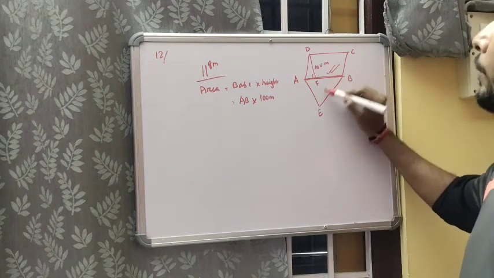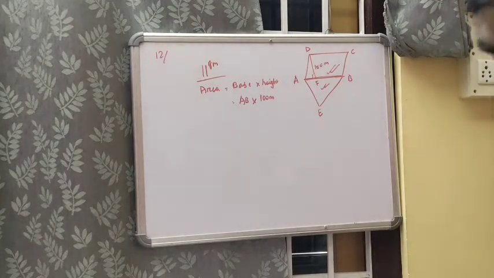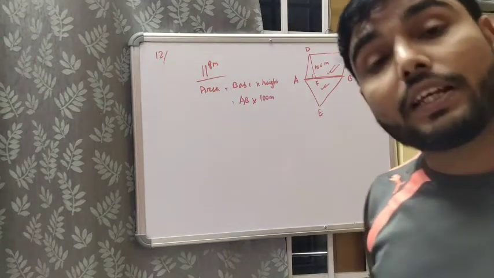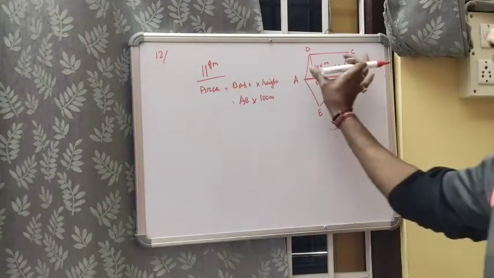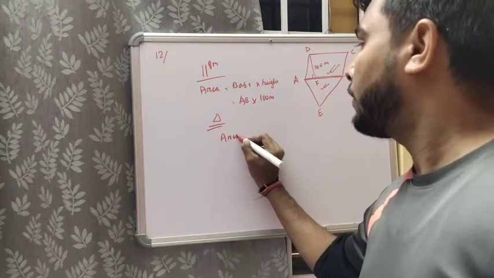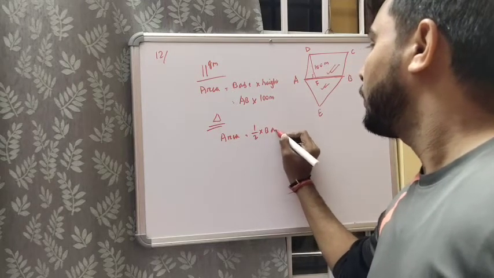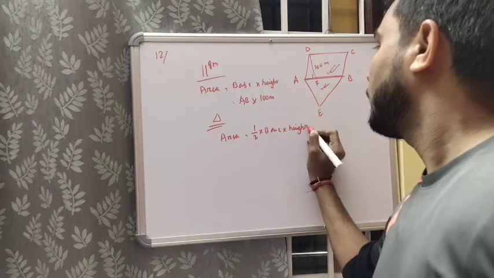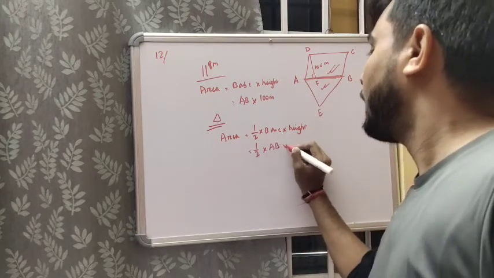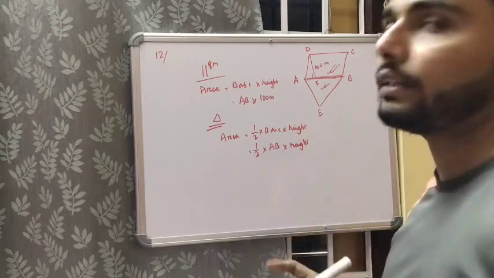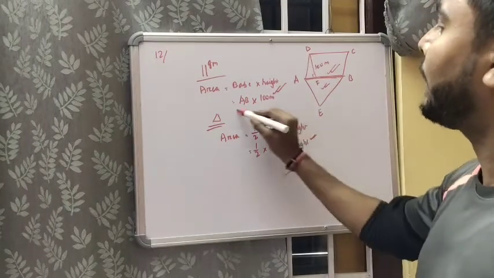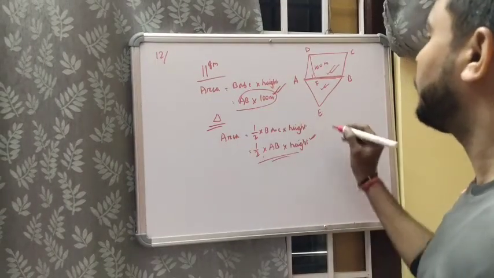Now area of parallelogram and area of triangle are equal. It is given in the question: a triangle and a parallelogram are constructed on the same base such that their areas are equal. Clearly areas are equal. So for triangle, area will be equal to half into base into height. Now we don't know the height of triangle, but base will be same AB and height is still unknown. We need to find the height of the triangle only. That's what is asked in the question. But the area is equal, so this value and this value will be equal to each other.